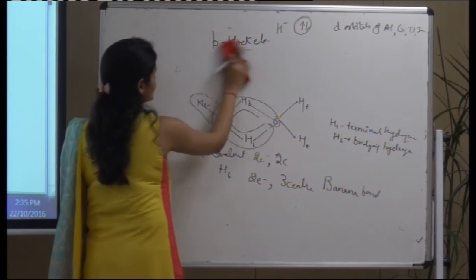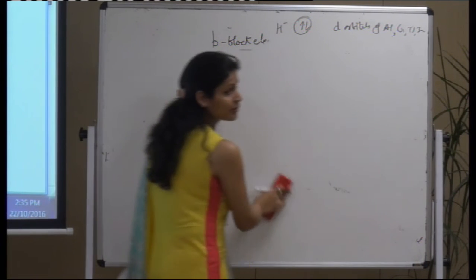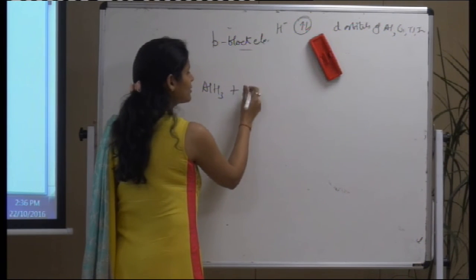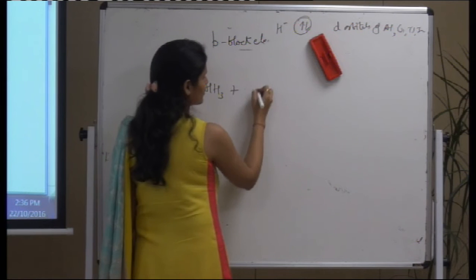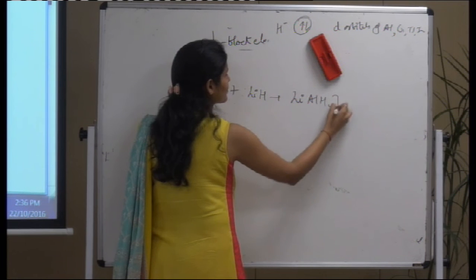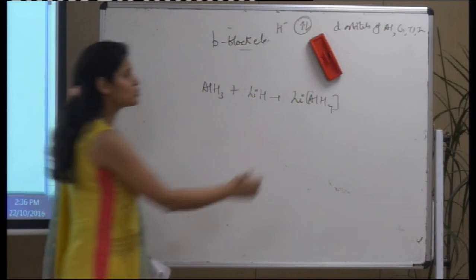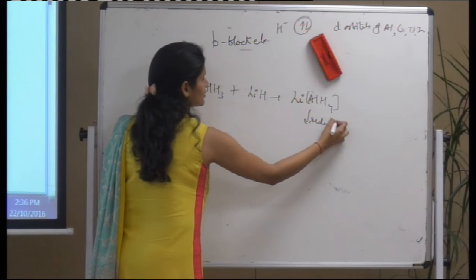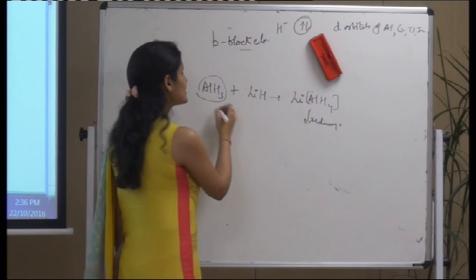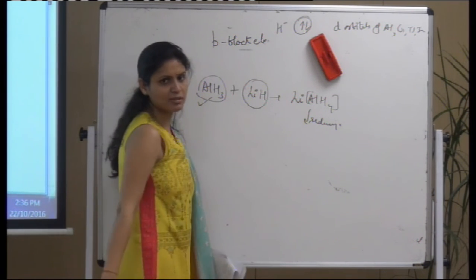These were the hydrides for borane. The similar hydride for aluminium would be AlH3, but it would combine with lithium hydride to form lithium aluminium hydride. This is the reagent you have studied in organic chemistry, right? This is used as a reducing agent. AlH3 itself does not act as a reducing agent, and hence it is preferable to combine it with lithium hydride to form a more stable reducing agent.